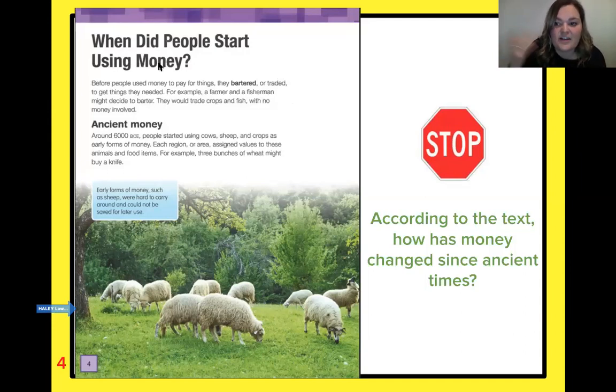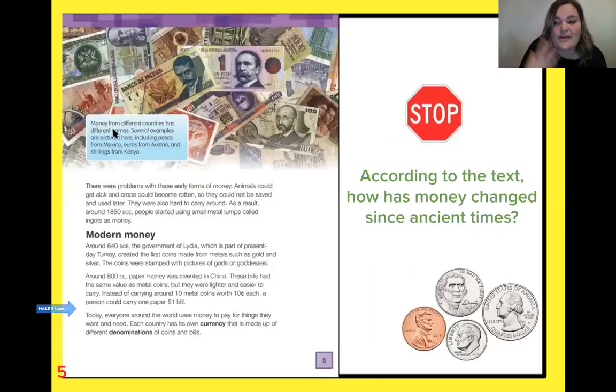Then it kind of got different. They decided to give each thing some value. So they said that 3 bunches of wheat equals a knife. Then they realized that wasn't working. Animals and food go rotten. So they changed it to those coins.